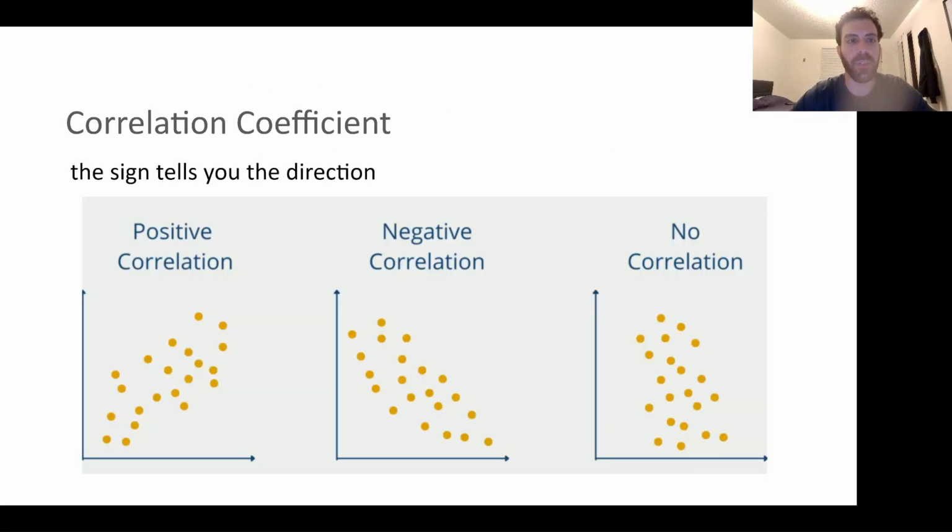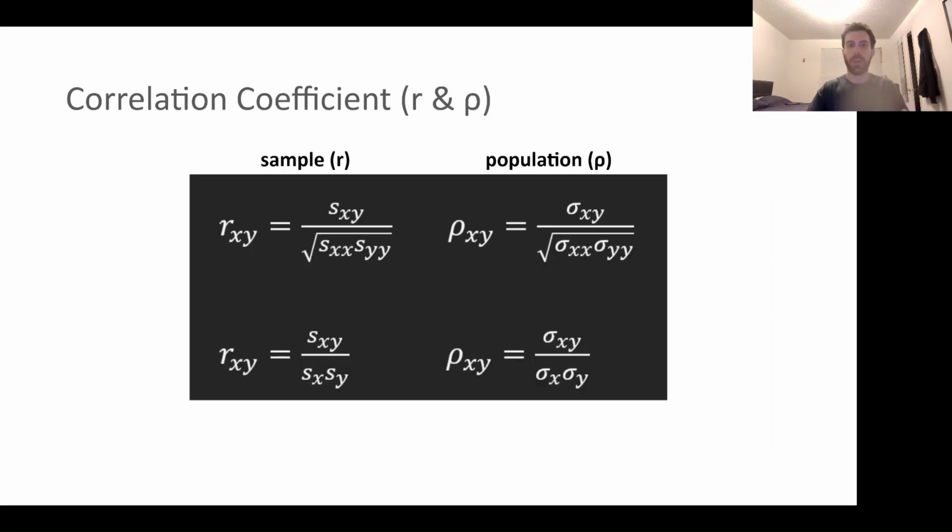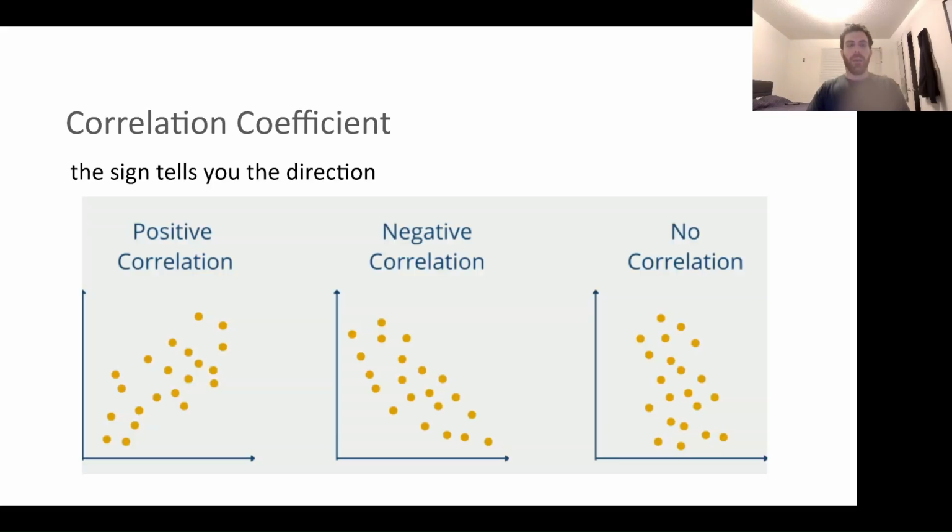So let's go through some examples of the correlation coefficient. We're going to talk specifically about the sample correlation coefficient, also written as the letter R, because as I mentioned before, the vast majority of the time you don't have the population when you're doing statistics. So the first thing to know about the correlation coefficient is the sign tells you the direction. Here you have some scatter plots, and without doing any math whatsoever, you should already know the sign of the correlation coefficient. You can tell it just by looking at this data, right?